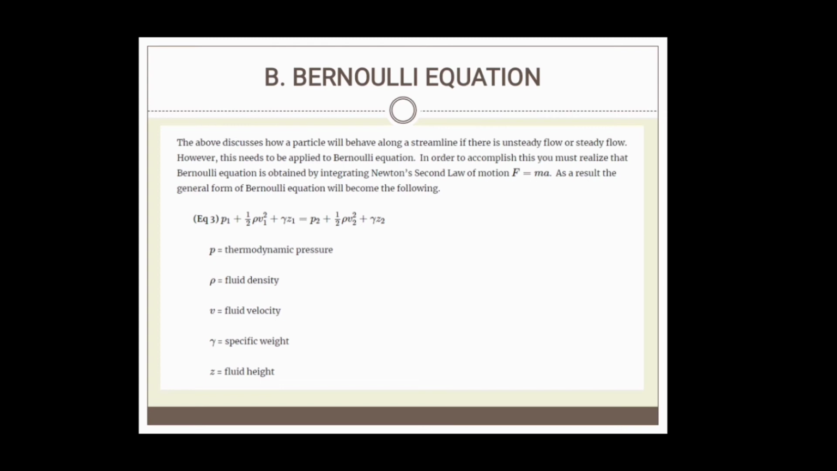P1 plus 1/2 rho V1 squared plus gamma Z1 equals P2 plus 1/2 rho V2 squared plus gamma Z2, where P is thermodynamic pressure and rho is fluid density and V is fluid velocity, gamma is specific weight, and Z is fluid height.